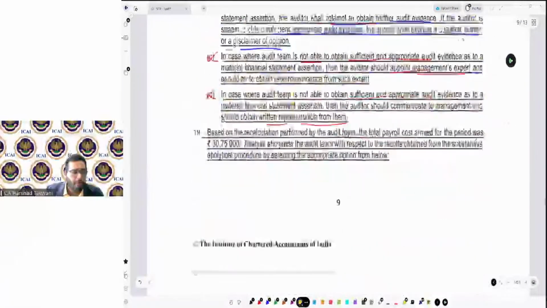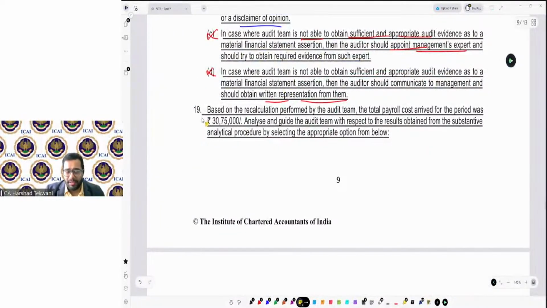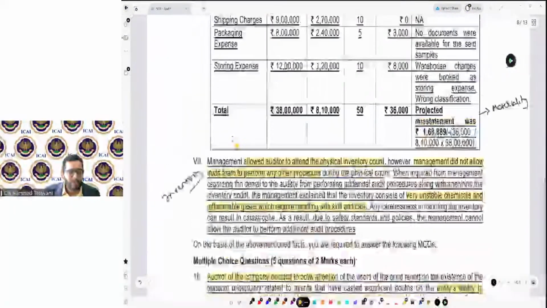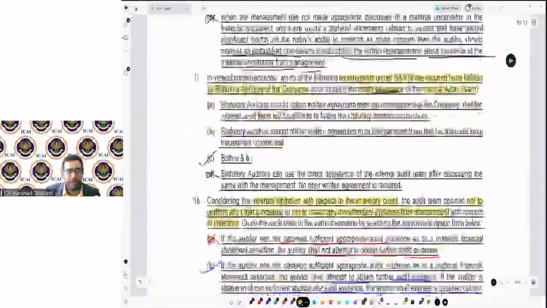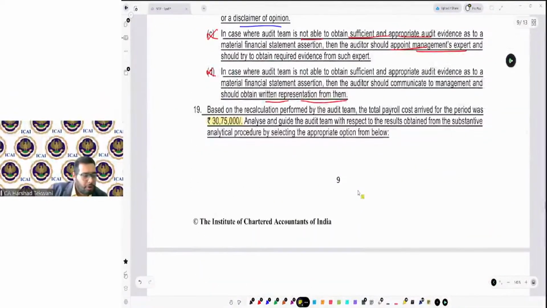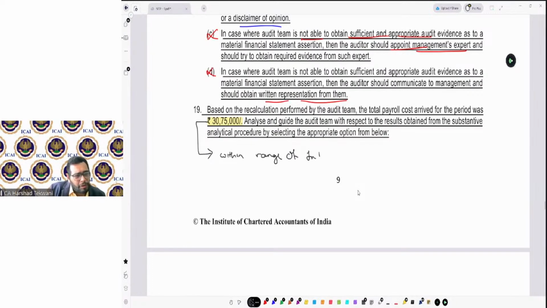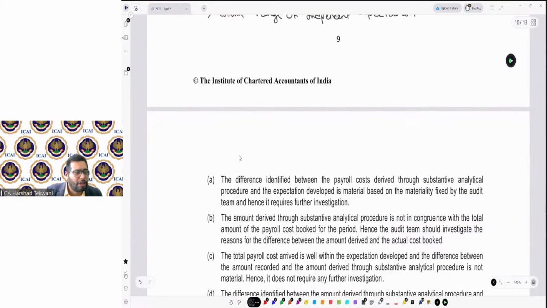Now coming back to the options over here. At least by seeing the question, I can say this appears to be within the range of the independent expectation developed for the payroll cost, which is 30 to 32 lakh. So at least I know this is within range of independent expectation developed for the payroll cost. Fine. Now what are the options?